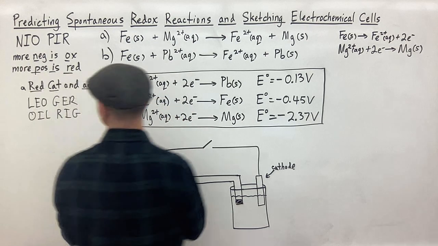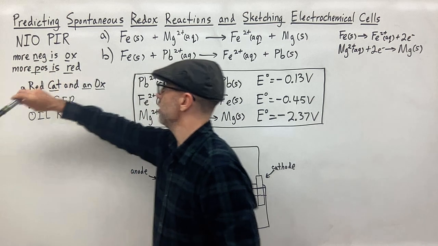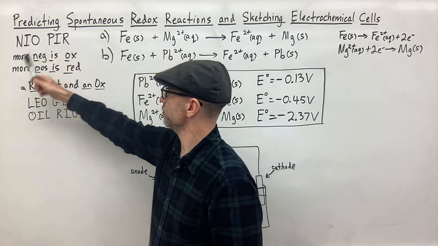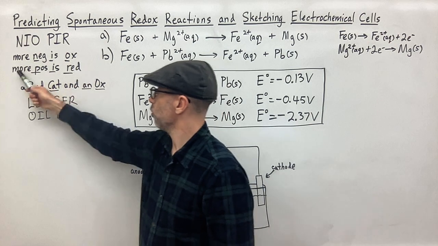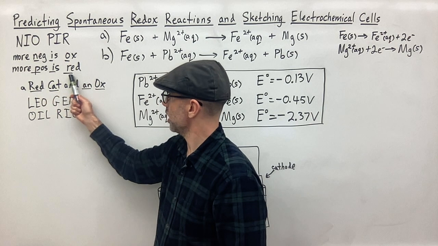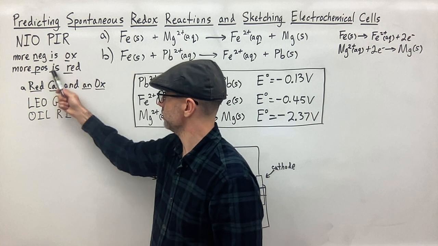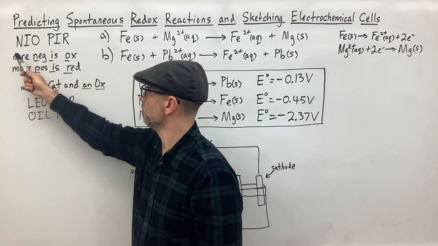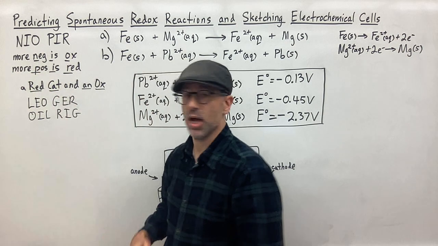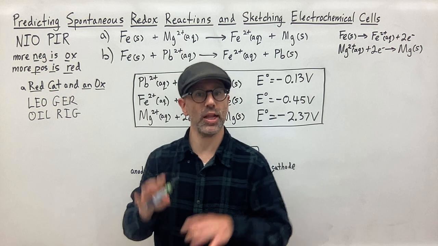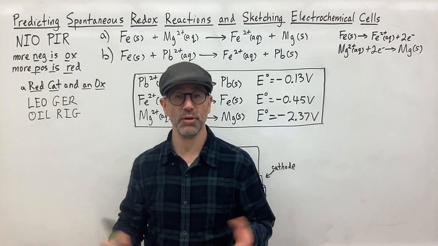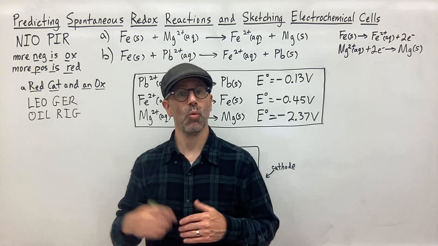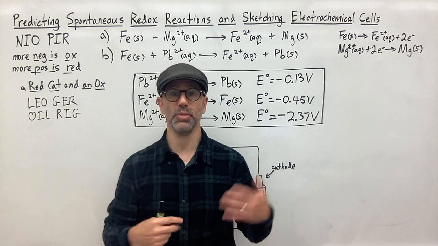And that's where this neo-per comes in. Neo-per stands for more negative is oxidation, more positive is reduction. So negative is oxidation, positive is reduction. We're talking about more negative, more positive with respect to each other. They're relative to each other. It doesn't mean that they're positive or negative. They can both be negative. They can both be positive, but one might be more positive, one might be more negative.